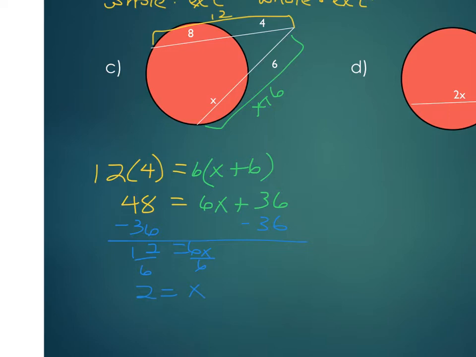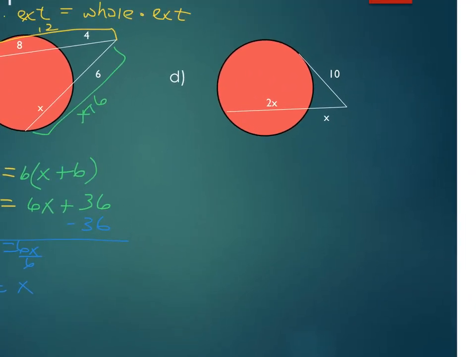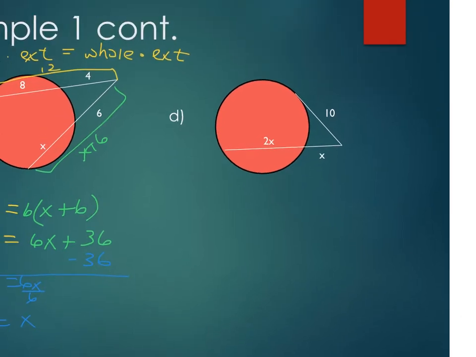Next one, we have a tangent and a secant on part D. We're going to do tangent squared is equal to whole times external. Anybody need C still? All right, let's look at D. So here we're using tangent squared equals whole times external. Okay, so my tangent is 10. Actually, I'll set it up. I'll do the other side first. Let me do this side first.